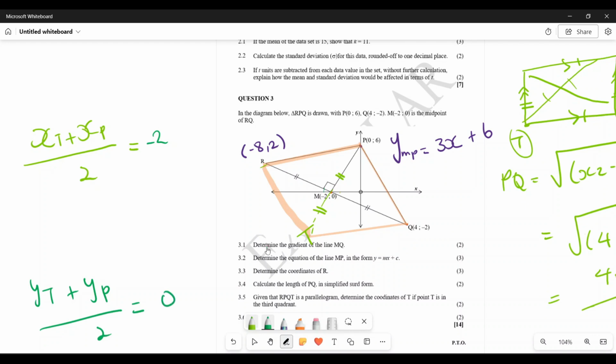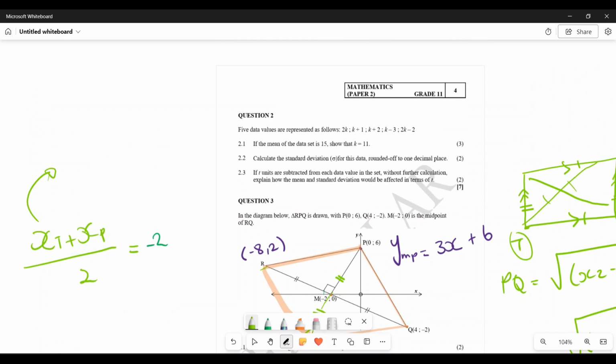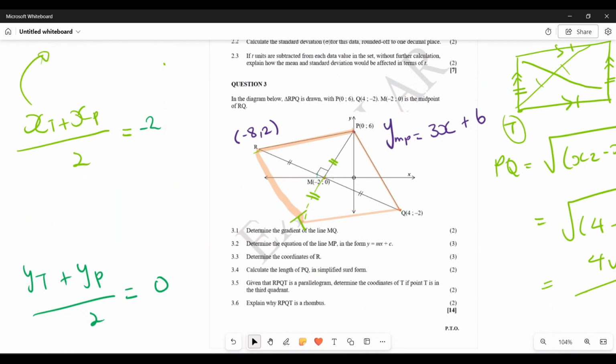Now, substituting values here on my x's. What is my x at T? This is what I'm trying to determine. So I'm going to write it as x at T. So x at T plus my x at P. My x at P is 0, all over 2. This is equal to negative 2. So first I'm going to get rid of this 2 by multiplying it on both sides, so that x at T is going to be equal to negative 4. So I know that the x value at this T is going to be equal to negative 4.